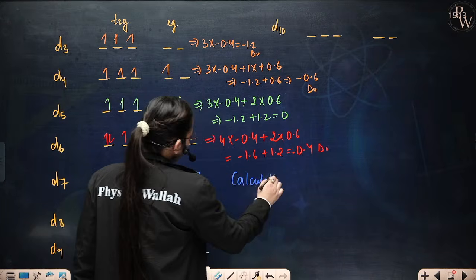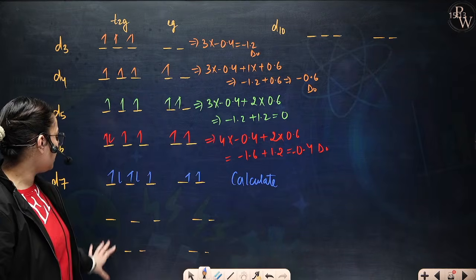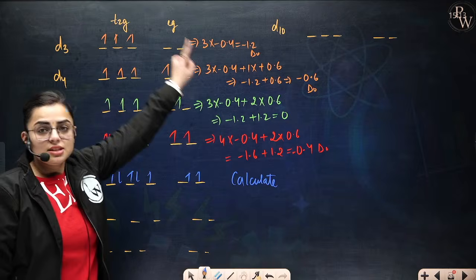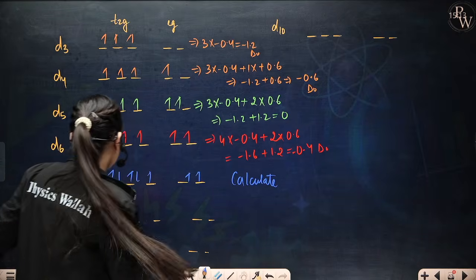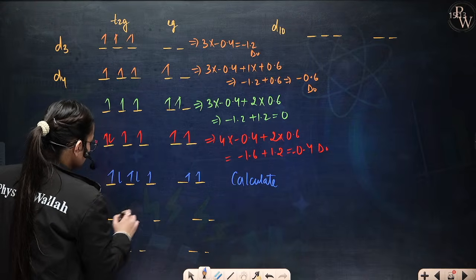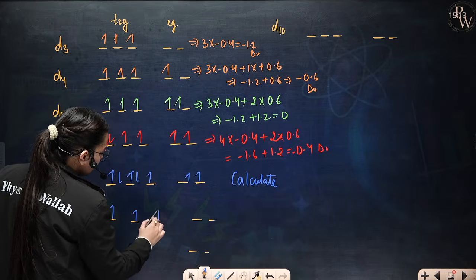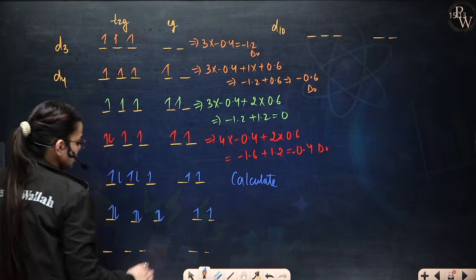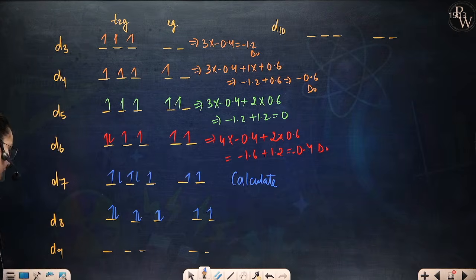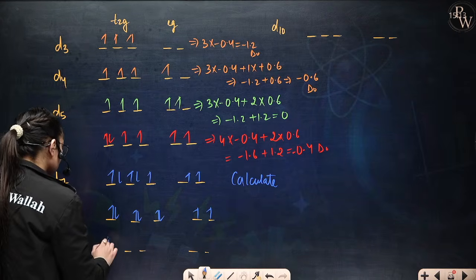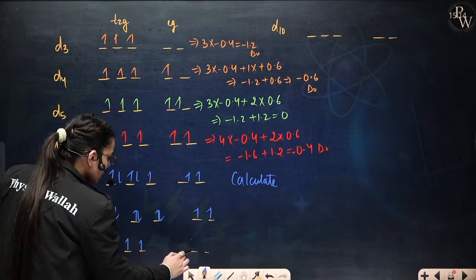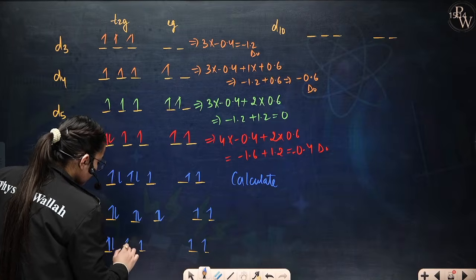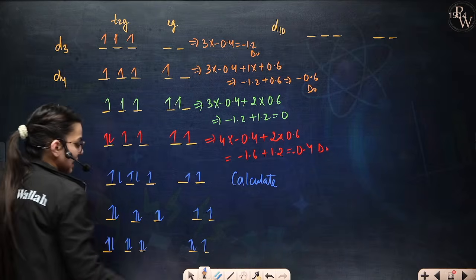I'm just filling the electrons. Now I have done till D6, D7, D8, D9 and D10 answers. CFSE values you have to write on your own. How many? 1, 2, 3, 4, 5, 6, 7. Now see, 8: 1, 2, 3, 4, 5, 6, 7 and 8. Is it clear to people? Great. Now if I talk about D9, it is 1, 2, 3, 4, 5, 6, 7, 8 and 9.